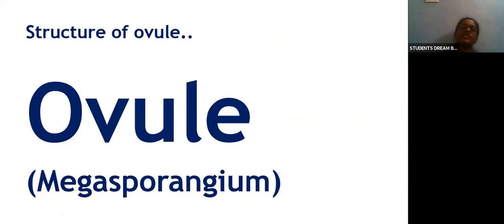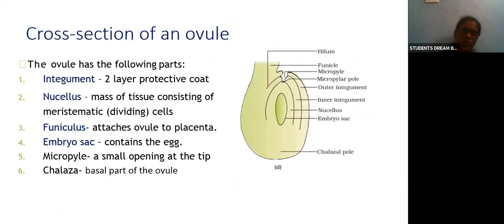Next we'll see the structure of the ovule, the megasporangium. Ovule is the megasporangium. This is the structure of the ovary's ovule. It has the following parts: an integument, nucellus, funiculus, embryo sac, a micropyle, and a chalaza. These are the various parts of an ovule.